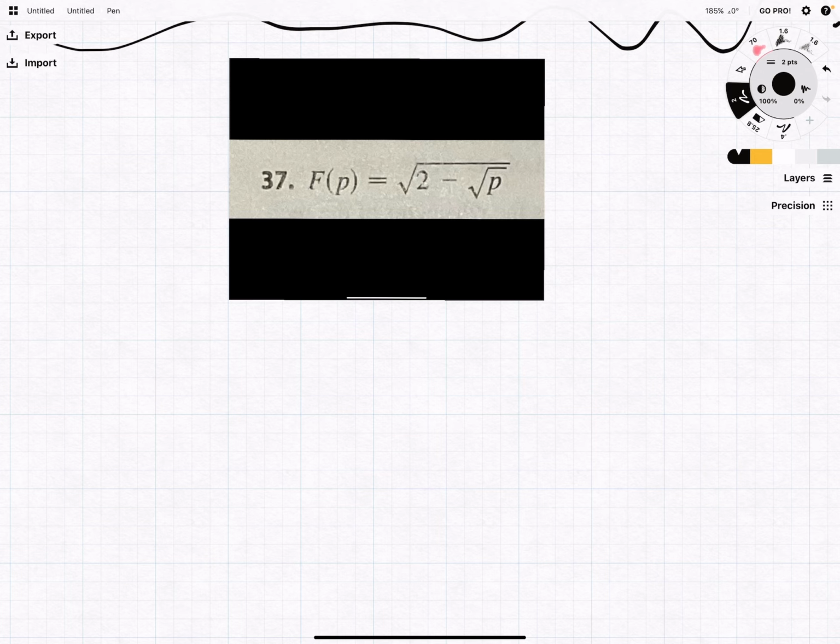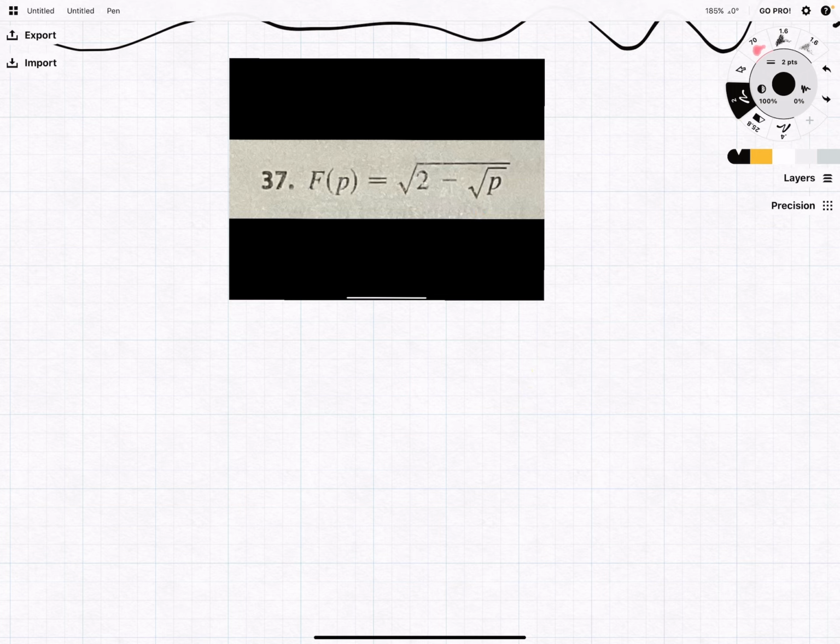This is Stewart Calculus 8th edition, section 1.1, problem 37. In this problem set, they're asking us to find the domain of the function. So we have f of p equals the square root of 2 minus the square root of p. And this function's a little bit interesting because we have the double square root there in a way.